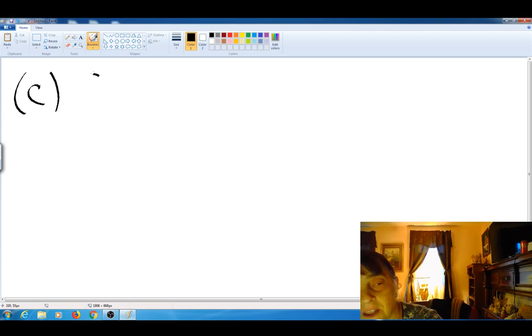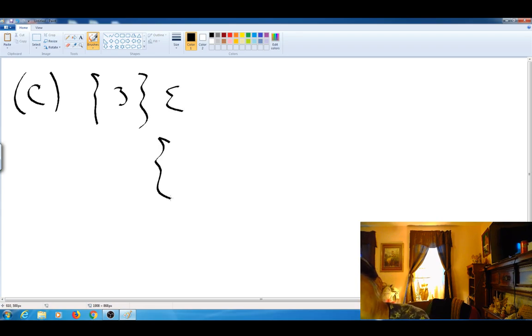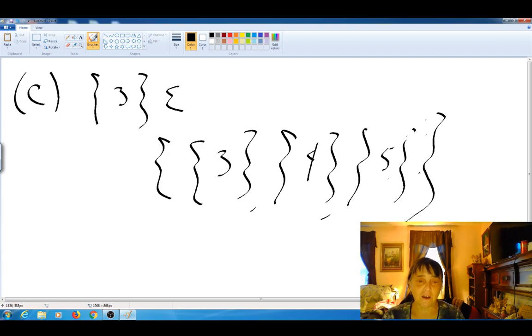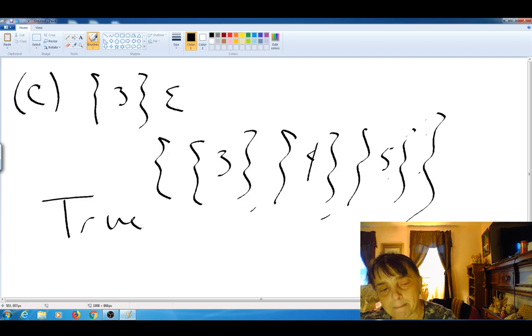Is the number 3 an element of the set which has the set {3}, the set {4}, the set {5}? Is it an element of this set which has the elements 3, 4, 5? That is true.